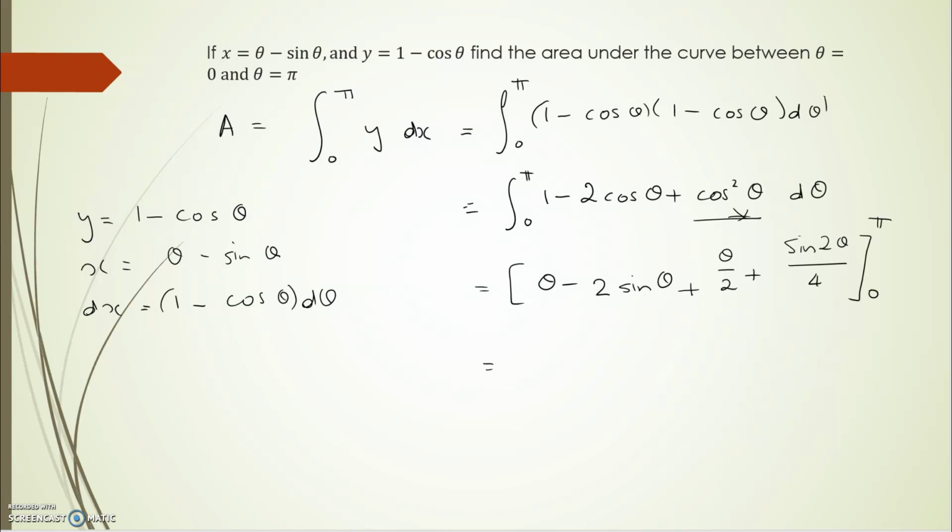Now we need to substitute in pi and 0. So putting in pi we get 3 pi over 2. Putting in 0 we get 0. So our final answer is 3 pi over 2 units squared, or square units.